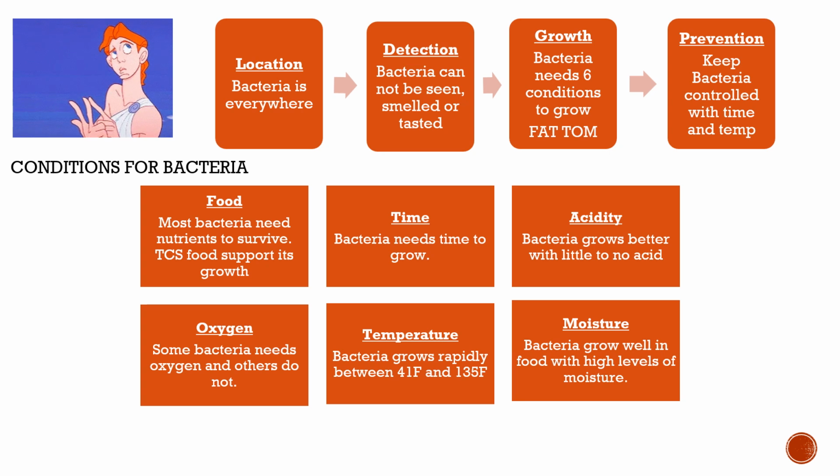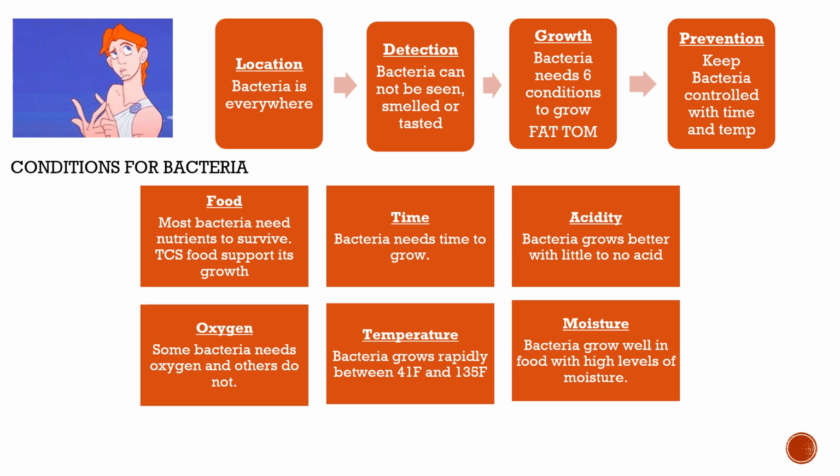F stands for food. Most bacteria need nutrients to survive. TCS foods, which are ready to eat foods, support this growth because they can be eaten. A is for acidity. Bacteria grows better with little to no acid. T is for time. Bacteria needs time to grow. Another T is for temperature.